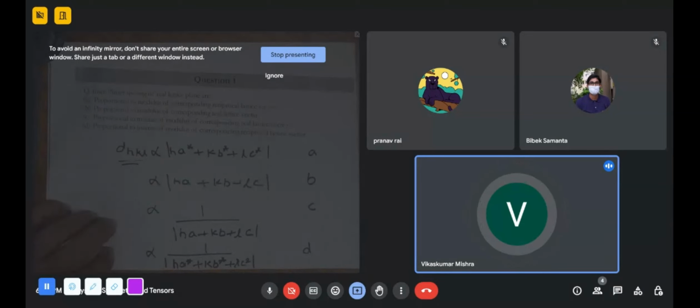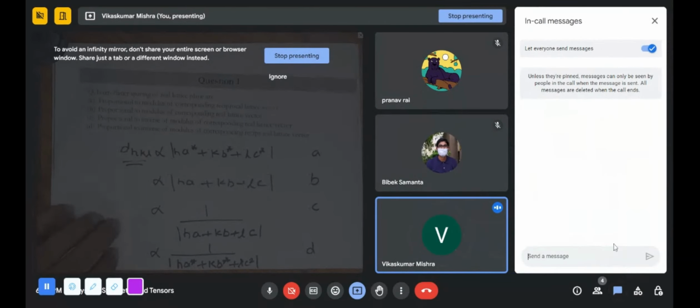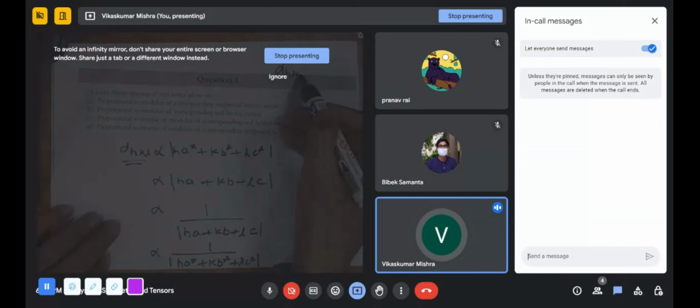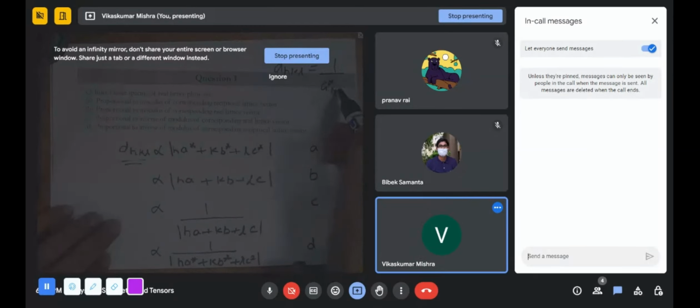So it's very easy to answer these questions, right? Here we can see that D HKL will be inversely proportional. We already discussed that D of HKL in the real space is inversely proportional to the modulus of G star HKL, and which is nothing but option D. So option D, the question 1 is correct.